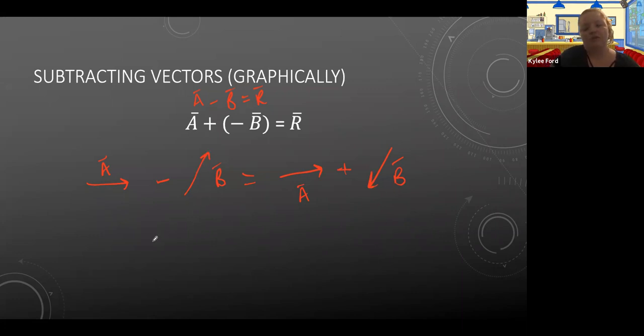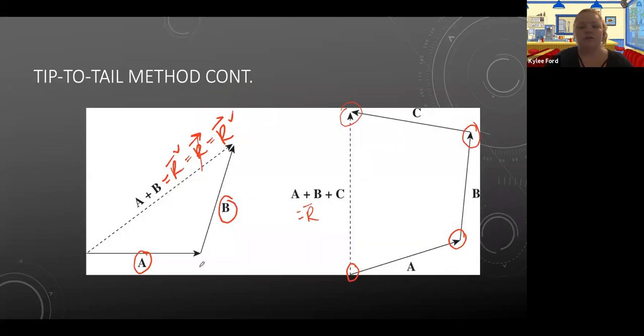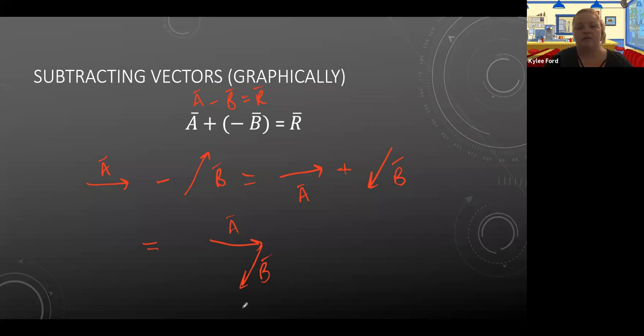Okay? So again, with that tip to tail method, I have A going this way. And now, instead of in the last slide, B is now going to be pointed down. Now notice the difference. B was going that way, now it's going the complete opposite way. And then we have our resultant vector, tip to tail, R, there we go. So this would be graphically how we are subtracting the vectors.